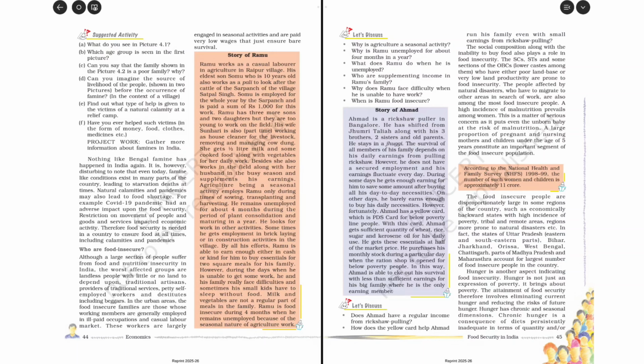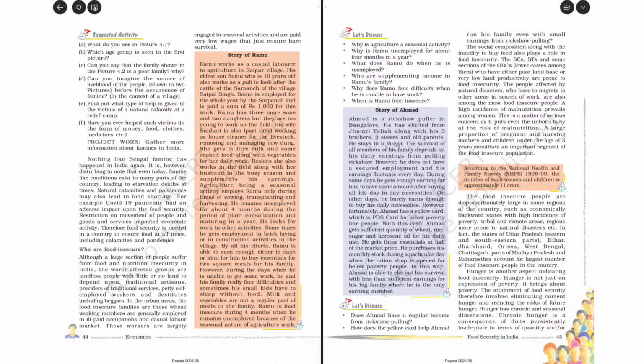However, he does not have a secured employment, and his earnings fluctuate every day. During some days, he gets enough earning for him to save some amount after buying all his day-to-day necessities. On other days, he barely earns enough to buy his daily necessities. However, fortunately, Ahmad has a yellow card, which is PDS card for below poverty line people. With this card, Ahmad gets sufficient quantity of wheat, rice, sugar, and kerosene oil for his daily use. He gets these essentials at half of the market price. He purchases his monthly stock during a particular day when the ration shop is open for below poverty people. In this way, Ahmad is able to eke out his survival with less than sufficient earnings for his big family, where he is the only earning member. End quote.